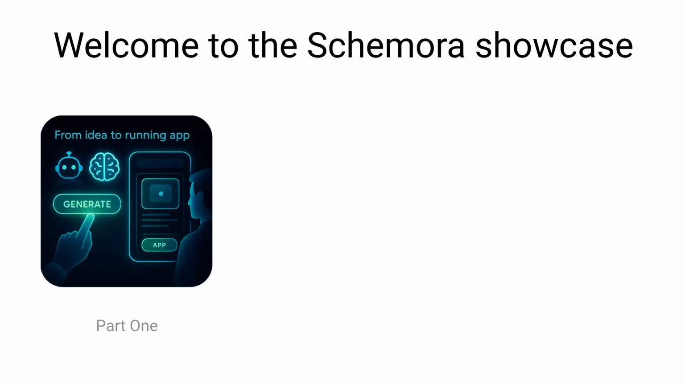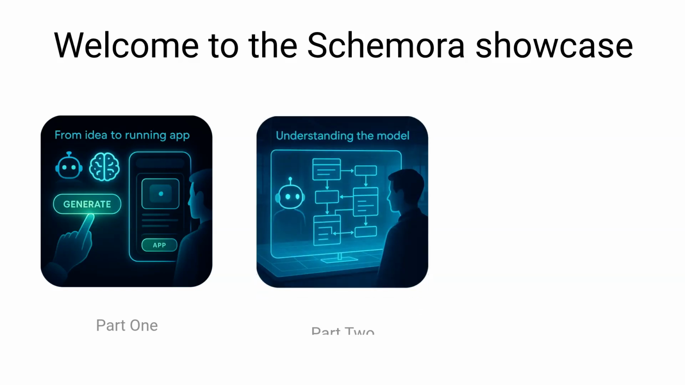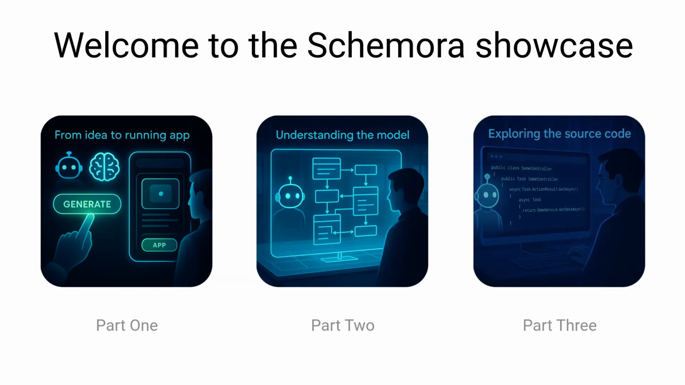In this three-part series, we explore how artificial intelligence can help us create a complete database management application from a simple business idea. In the first part, we generate the specification with ChatGPT. Then Recroby creates the model, and finally, Schemora builds the application, which we try out right away. In the second part, we take a closer look at the data model behind the generated application. And in the third part, we open the full source code, build the solution, and run the application locally. Let us begin.